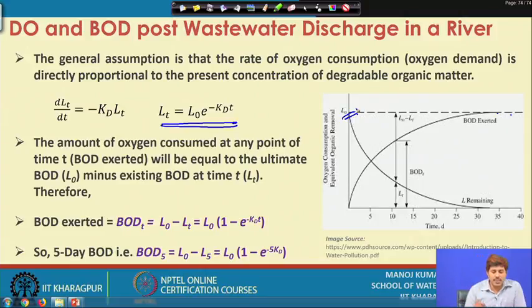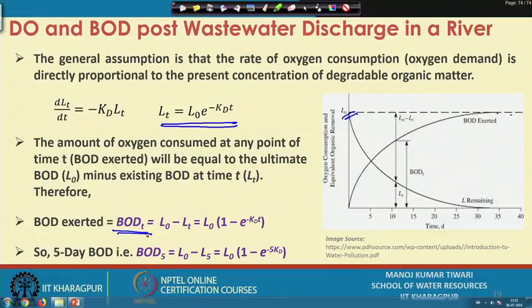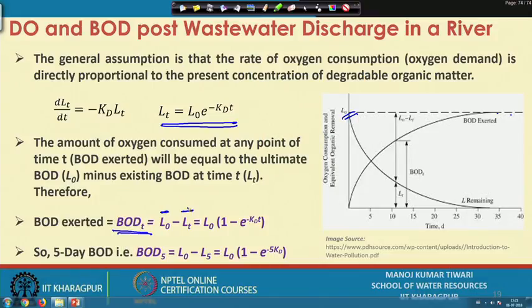So, BOD exerted, if you want to determine it that way, typically we say BOD5 means how much oxygen has been consumed in 5 days, that is what we determine, right. So, BOD exerted at any given time t will be equal to the initial BOD, or initial estimate of the organic matter, minus the remaining BOD in the system.